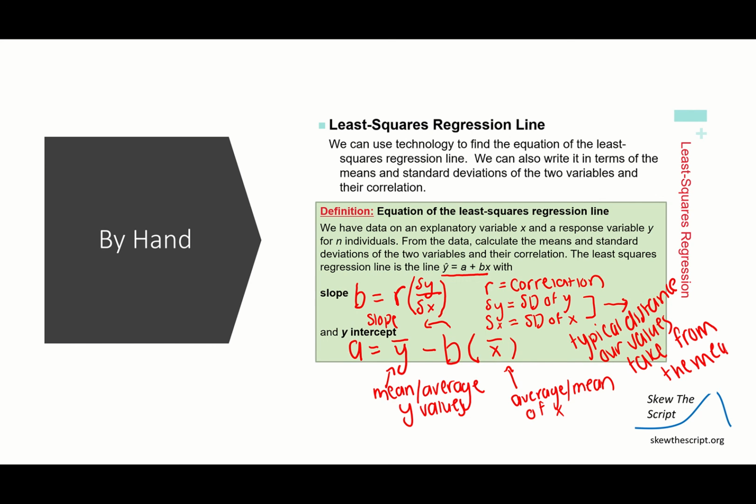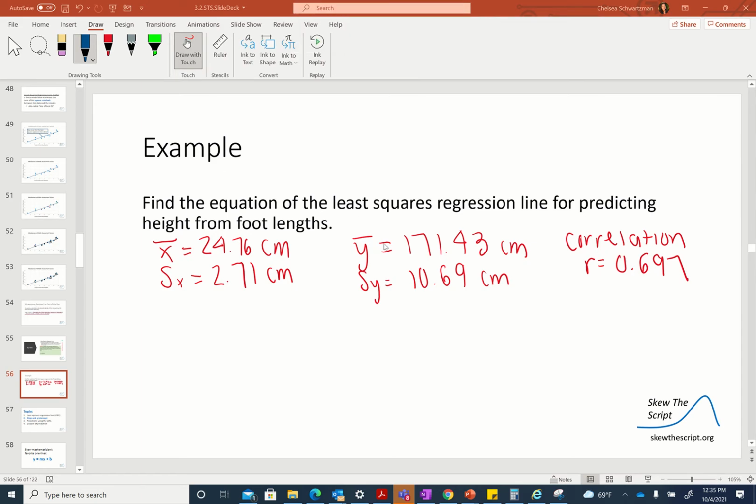Okay, so let's look at an example. In this example, let's say you were being asked to find the equation of a least squares regression line for predicting height from foot length. In this case, you are given that x bar, or the mean of our x, our average x, is 24.76 centimeters. Our standard deviation of x, or our typical distance each value took from our average, was 2.71.